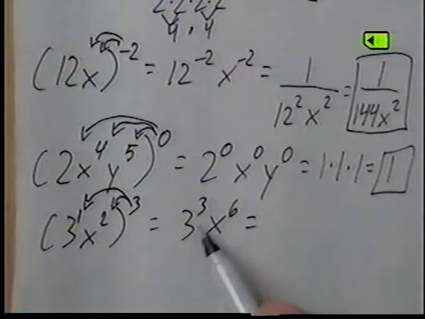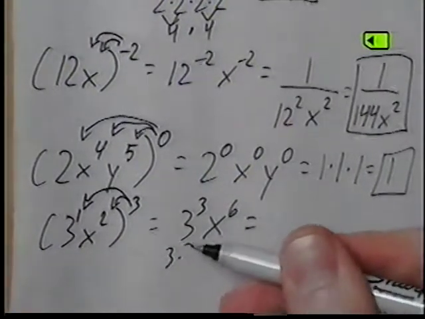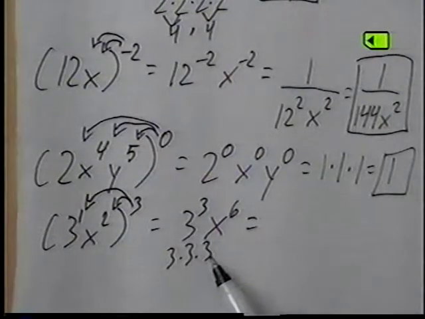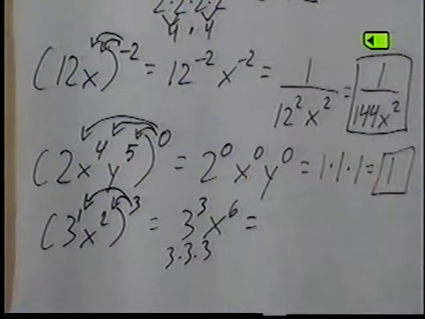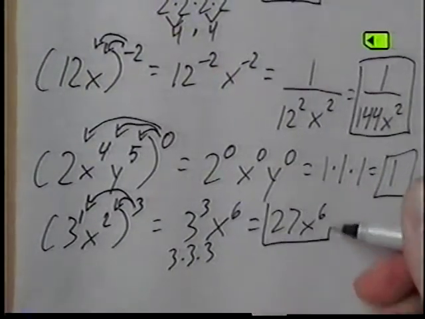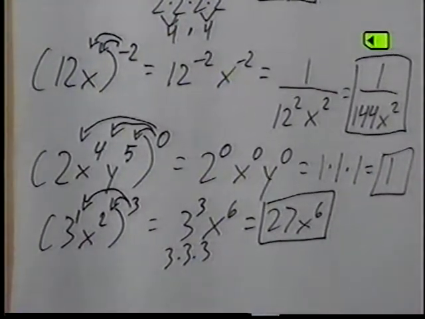Final part, simplify any numbers with exponents. 3 times itself 3 times. 3 times 3 would be 9, times 3 more, 27. Final answer, 27x to the 6.